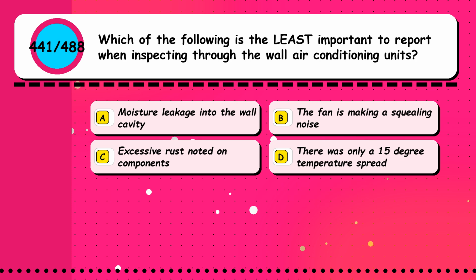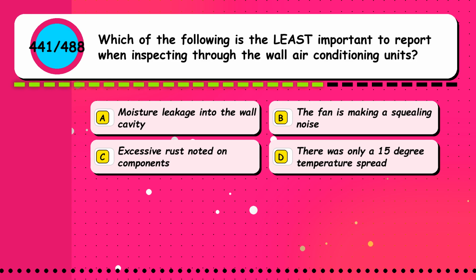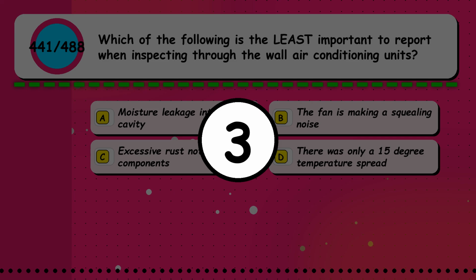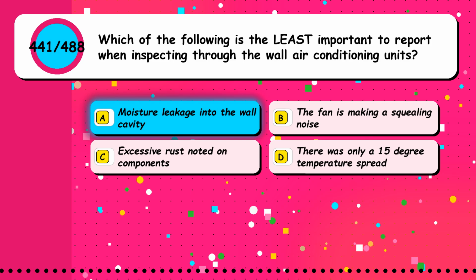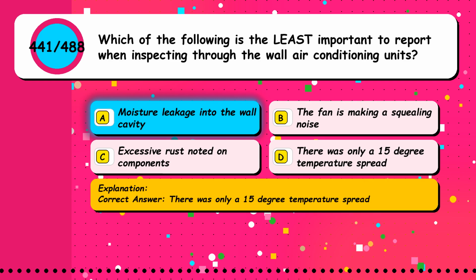Question 441. Which of the following is the least important to report when inspecting through-the-wall air conditioning units? Option A, moisture leakage into the wall cavity. Option B, the fan is making a squealing noise. Option C, excessive rust noted on components. Option D, there was only a 15-degree temperature spread. The correct answer is option D, there was only a 15-degree temperature spread.